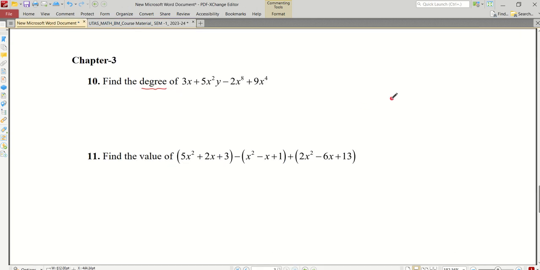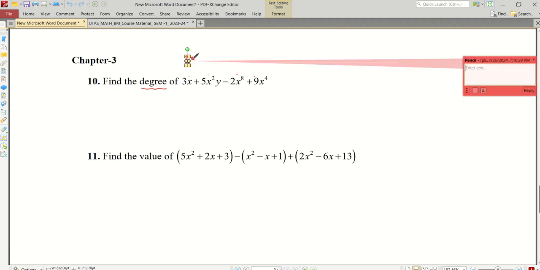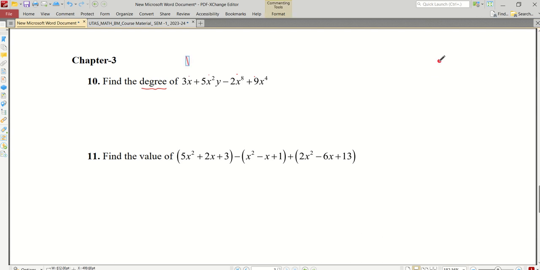So same question here. What do we call it? How many terms here? One, two, three, four. So four here. So we call it polynomial. This is one thing.